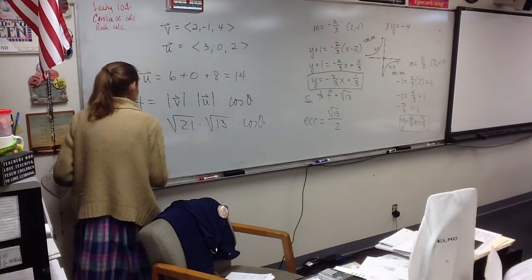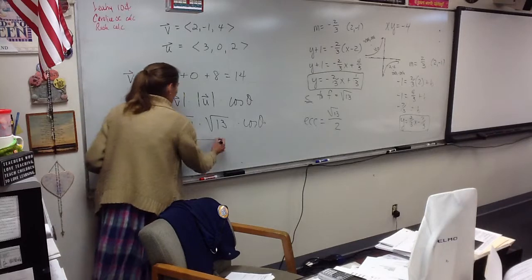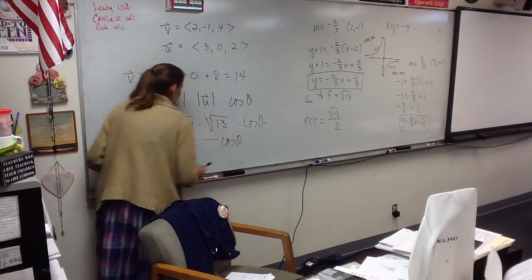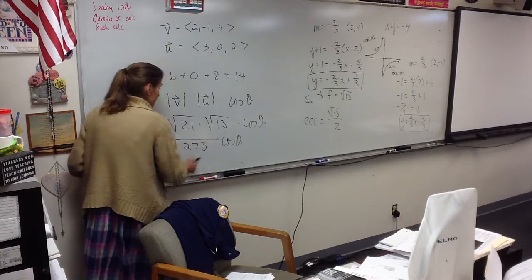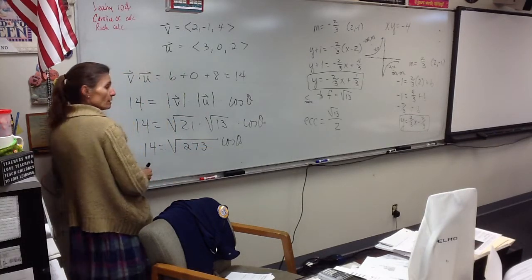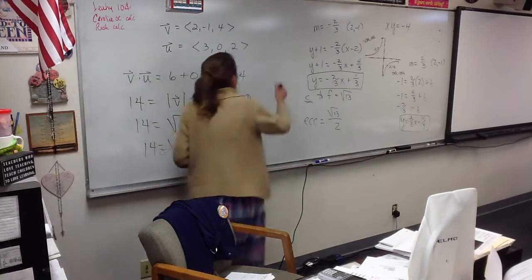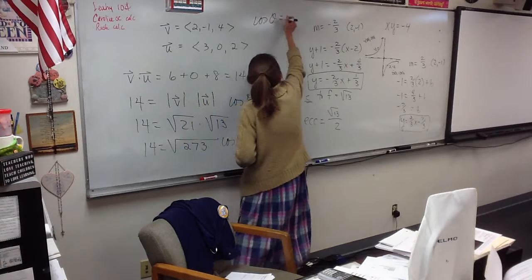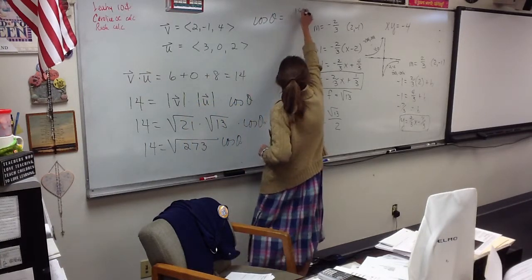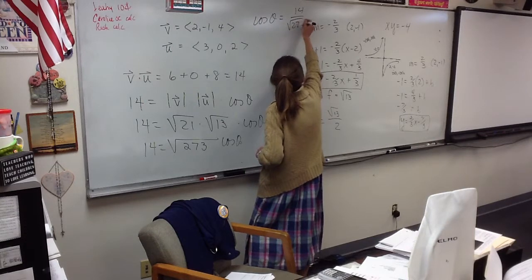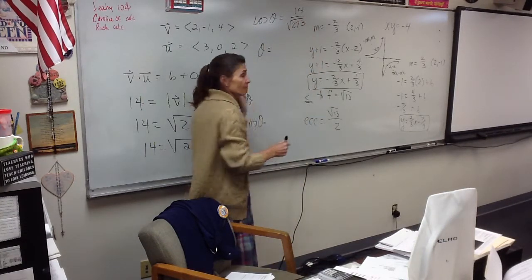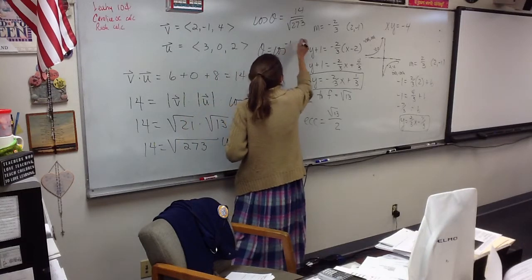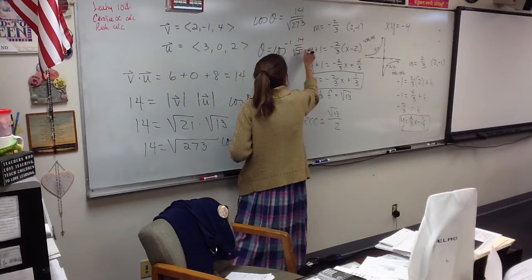Let's multiply those two together. So what's 21 times 13? 273. And then we will divide. So the cosine equals 14 over root 273. And what will I type into my calculator then? Second cosine, 14 over root 273.